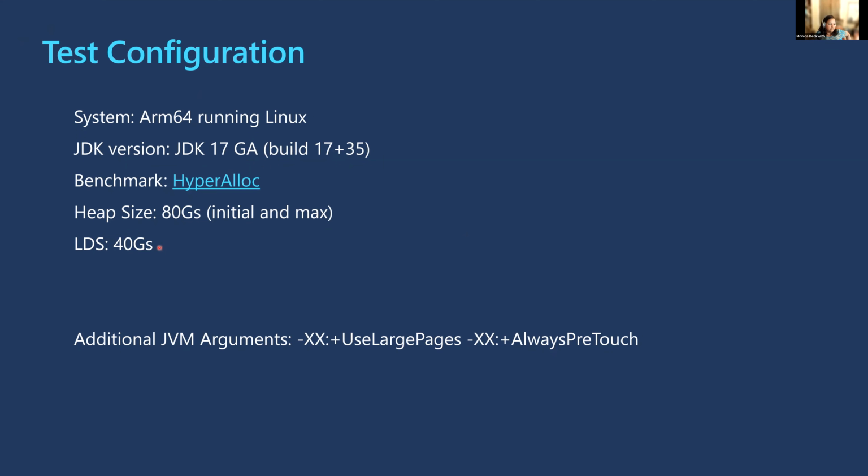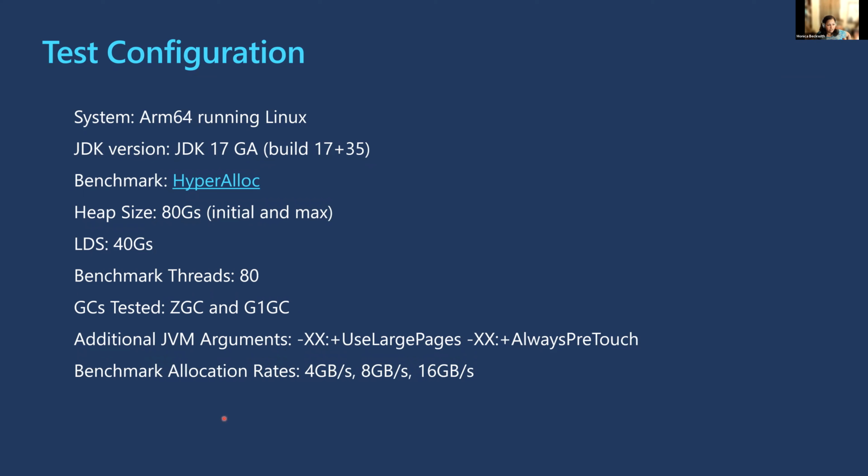And because I did a heap size of 80, my LDS, I kept it at 40 gigs. I made sure that the benchmarking threads are all utilized. So whatever the CPU thread capacity was, I kept it to 80 because the CPU threads are at 80, and tested both the ZGC and G1. And I had 4, 8, and 16 gigs of allocation rates.